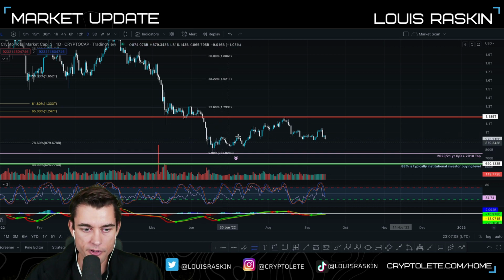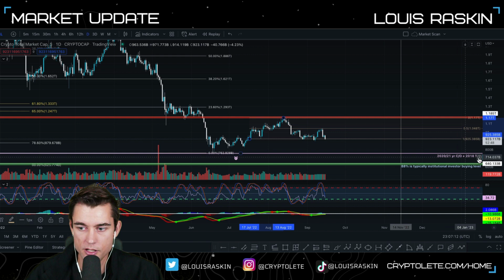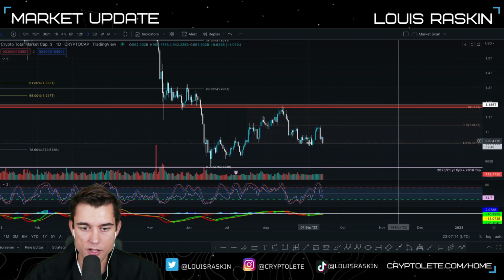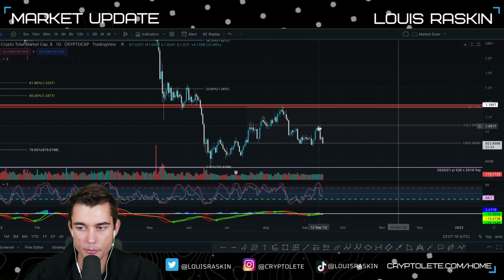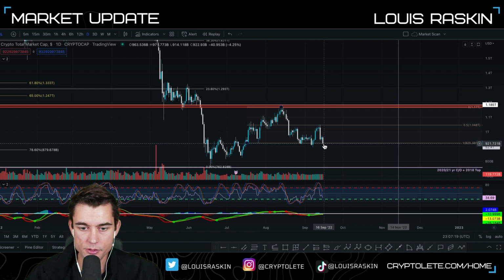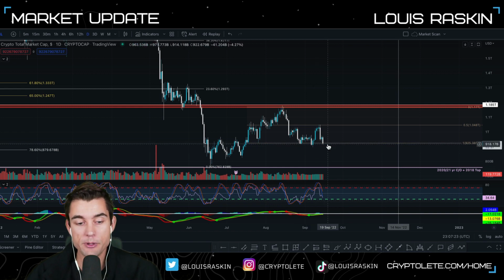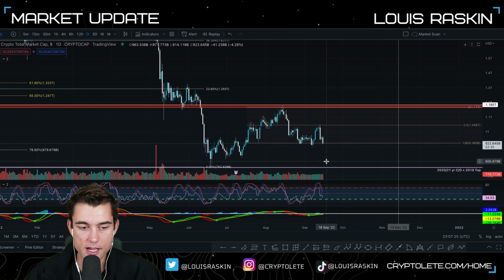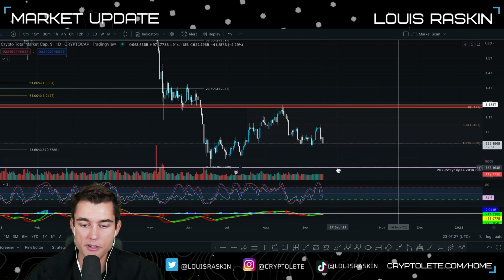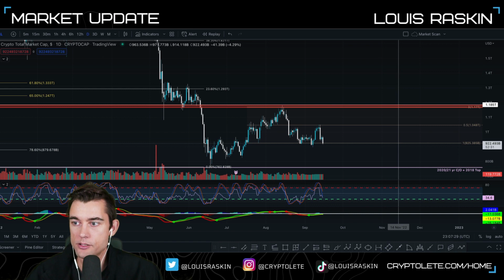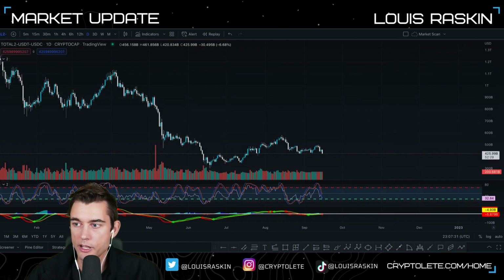Let's see here. We got the breakouts and then the retest. So this is the range. We had the deviation below, followed by the move to the mid, followed back to the low. So we're at the low. If we break this, honestly, I would expect all the way down here. And so that's the total market cap.